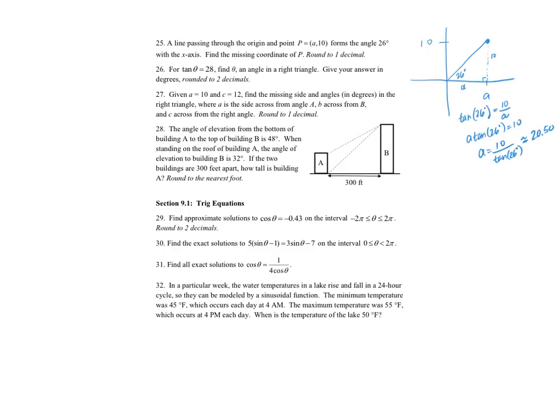Okay. Number 26. It says we have tangent theta is 28. I need to find theta, an angle in a right triangle. Give your answer in degrees rounded to 2 decimals. So I'm going to just do tangent inverse in my calculator. Tangent inverse of 28, and see what my calculator gives me. I got 87.95 degrees.